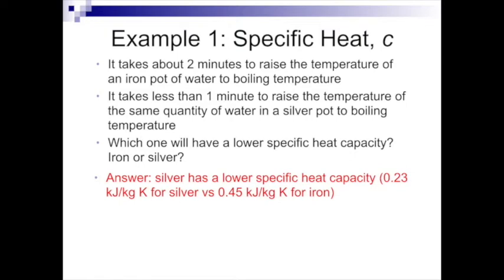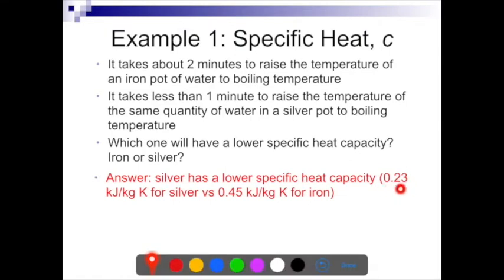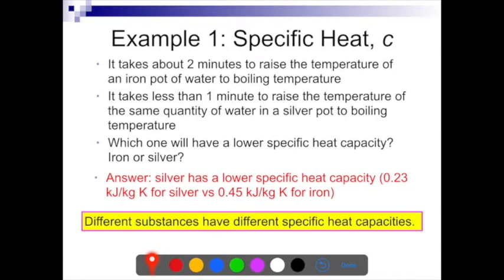In fact, if we look up in a table the specific heat capacities of silver and iron, we'll see that the specific heat capacity of silver is 0.23 kilojoules per kilogram Kelvin, while for iron, its specific heat capacity is 0.45 kilojoules per kilogram Kelvin. So indeed, silver has a lower specific heat capacity. This example shows that different substances have different specific heat capacities. It's a unique property of a substance.